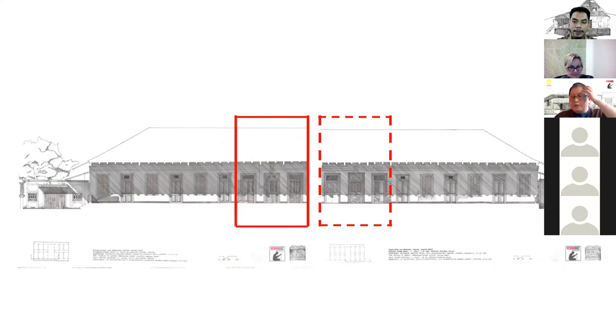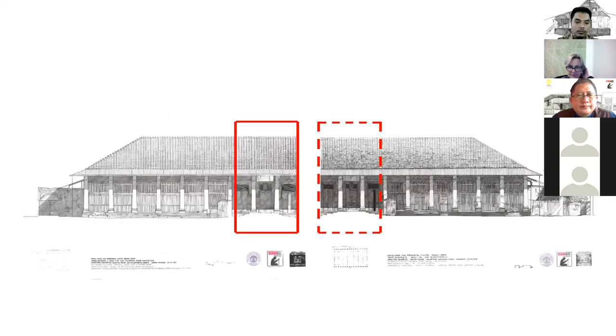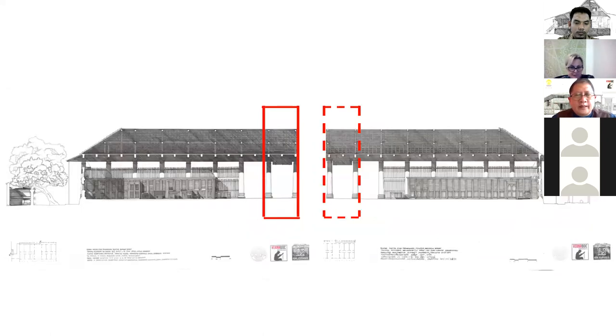And to enter the main room, we have three doors. The door for the owner should be on the right, and the doors for guests or visitors should be on the left. And this is the rear facade, different from the front facade, which is open. The rear facade is a bit closed because of the wooden sleeping rooms located along the rear terrace or the rear veranda.